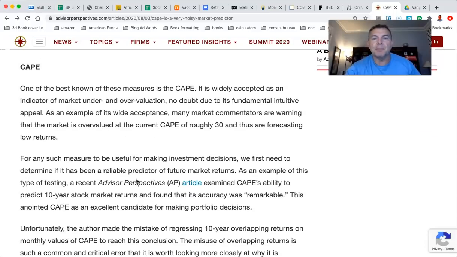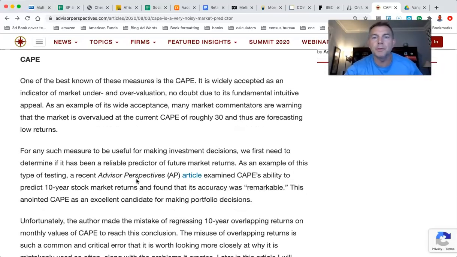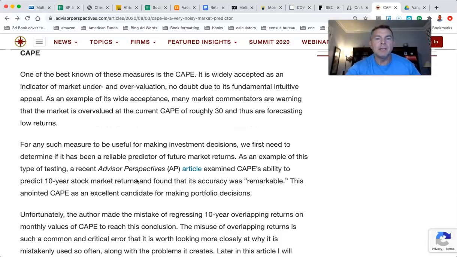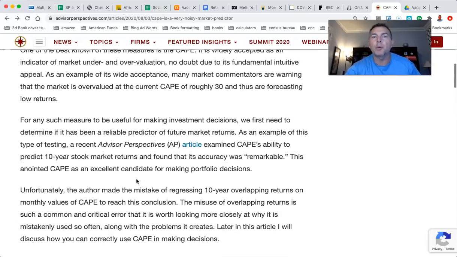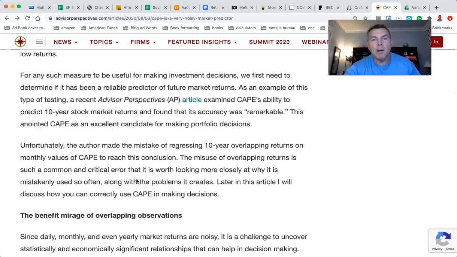That it is widely accepted as an indicator of market over and undervaluation is no doubt due to its fundamental intuitive appeal. As an example of its wide acceptance, many market commentators are warning that the market is overvalued and thus are forecasting low returns. However, check this out.